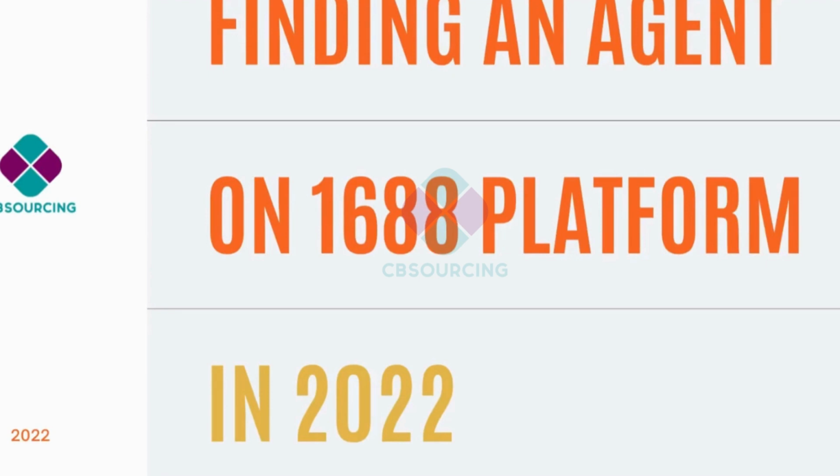CBSOURCING is a sourcing company who helps businesses sell, profit, and source their products. Today, we're going to be talking about finding an agent on 1688's platform. So let's get started.